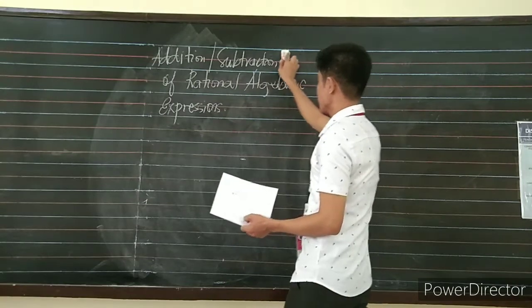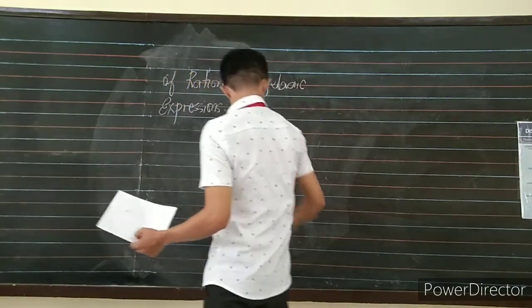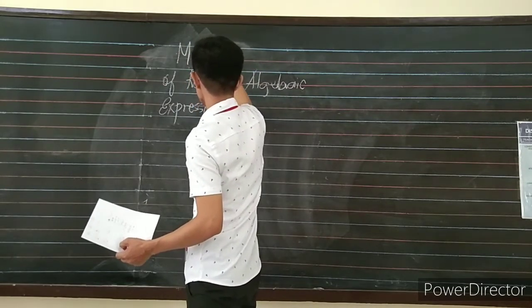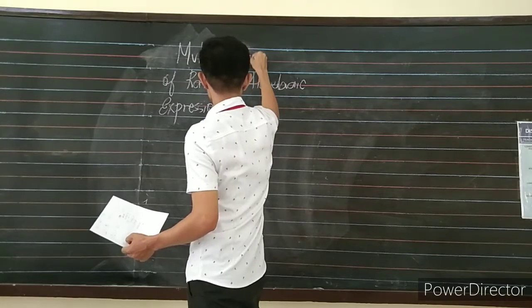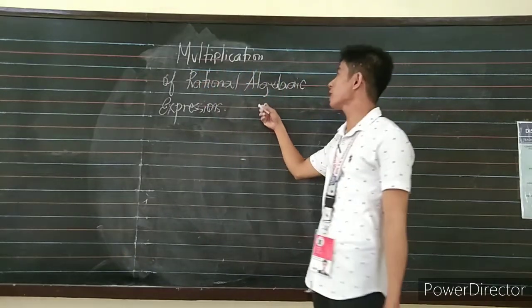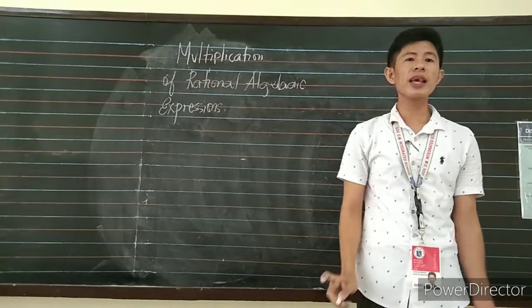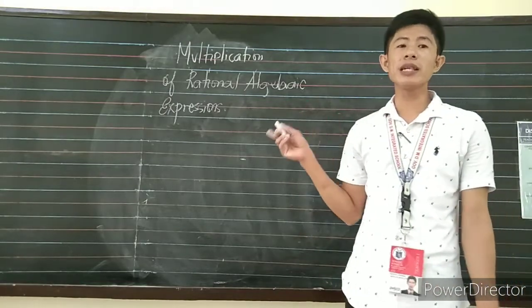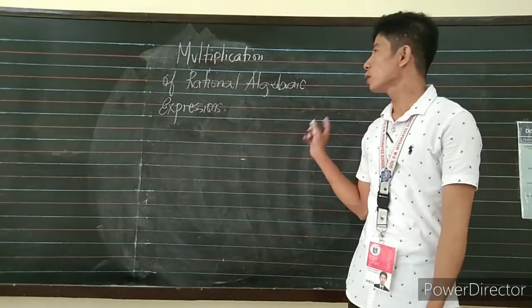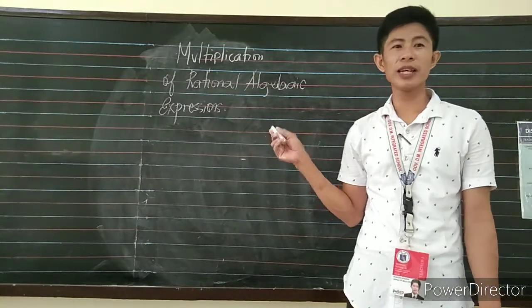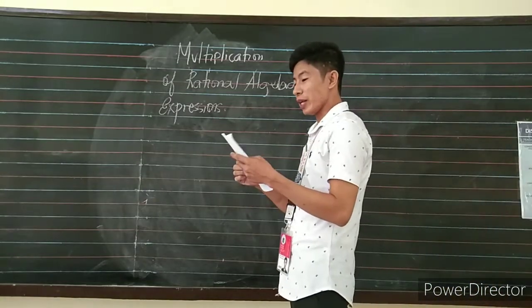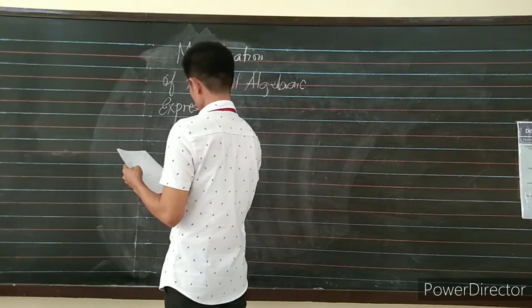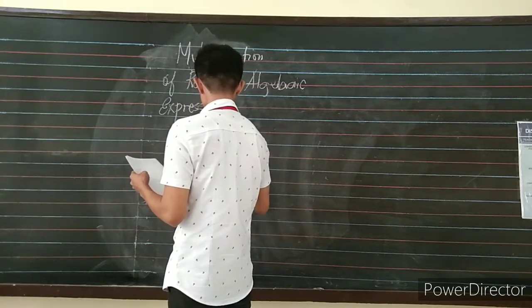Our next topic is multiplication of rational algebraic expressions. And again, in multiplying rational algebraic expressions, we need our basic knowledge of multiplying fractions. Okay? So for our example, we have 3x squared over 2 times 2 over 9x.